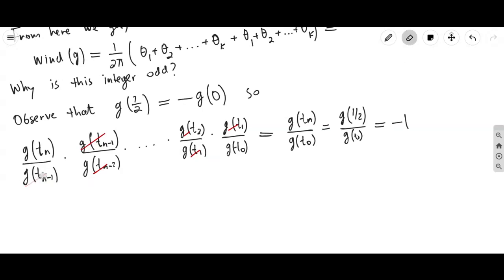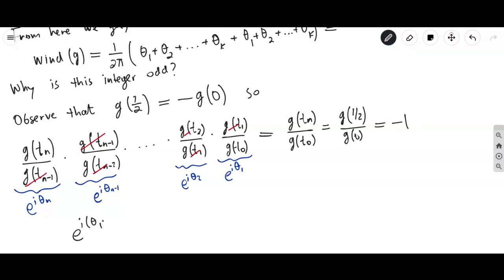And we said that's equal to -1. But these ratios are expressed in terms of angle changes. So this first one was e to the i theta_n, and this was e to the i theta_{n-1}. And this one was, I'm sorry, theta_2, e to the i theta_1, and so on. So by adding up the exponentials, we have that e to the i times the sum of all of these angle changes is equal to -1.